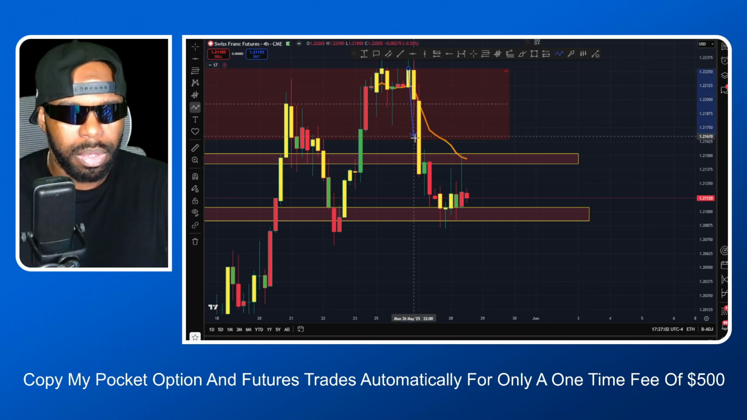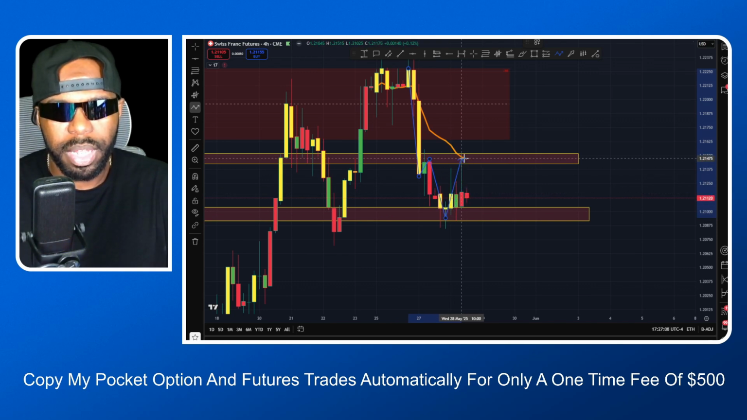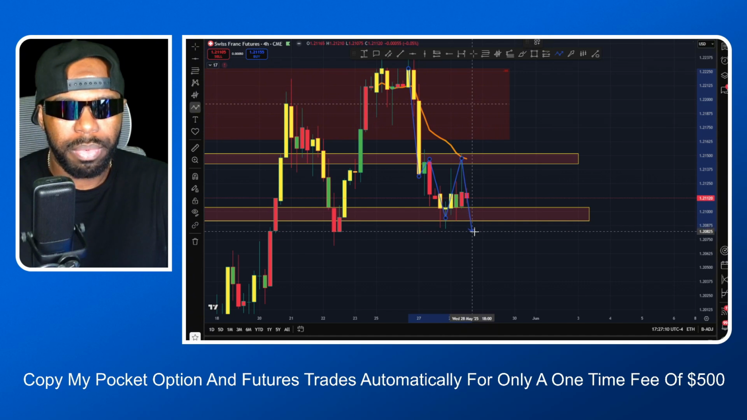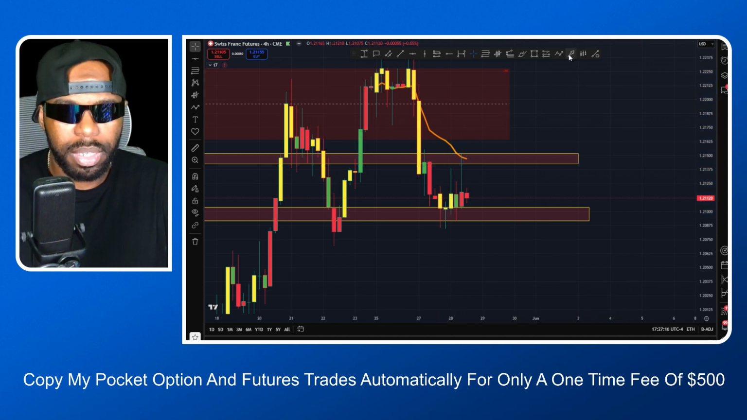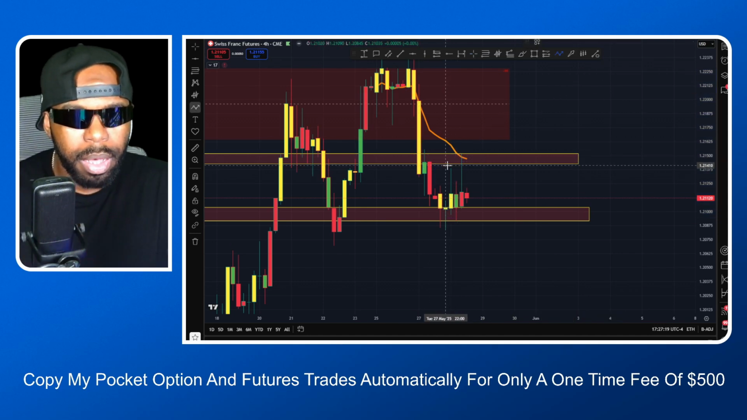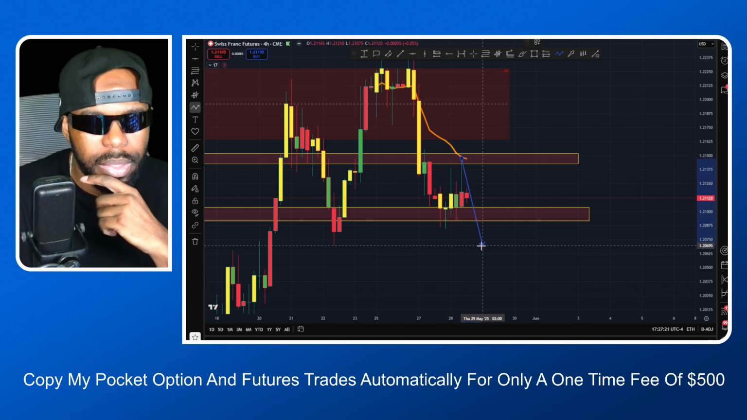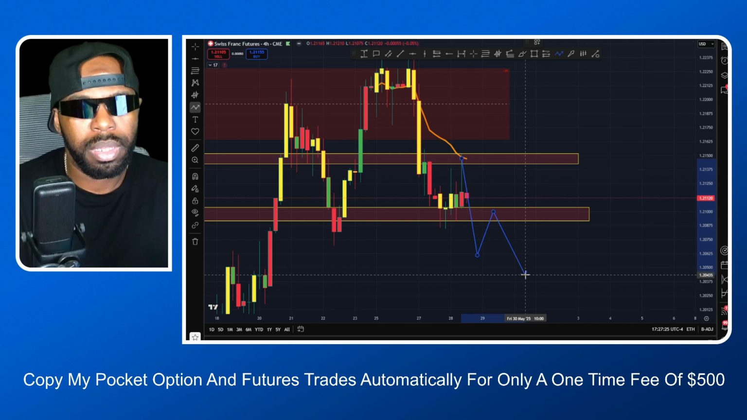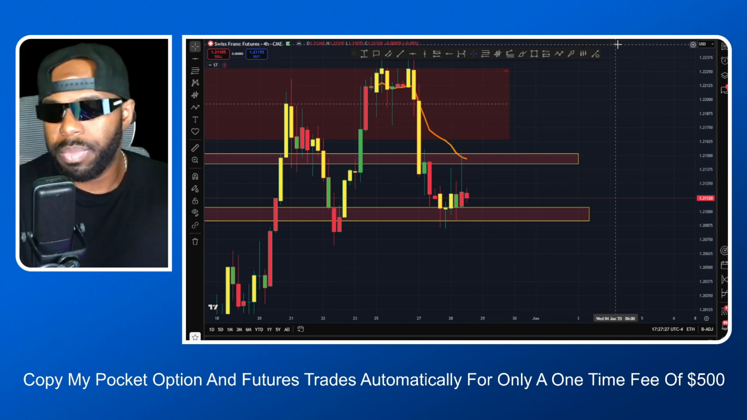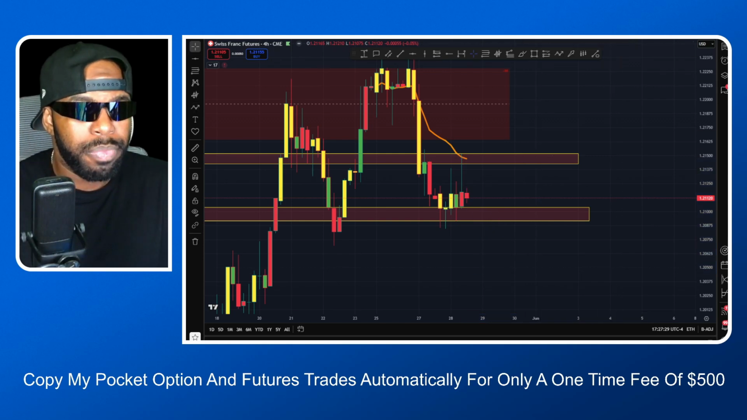We're creating a lower low, lower high, lower low, and this could be that potential lower high here to create a potential lower low here. But what I want to see tomorrow is price come down here, break and retest, and pull back into the zone. That's what I want to see. It doesn't mean it's going to happen like that, but that's what I want to see.